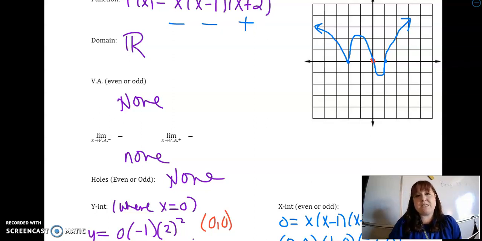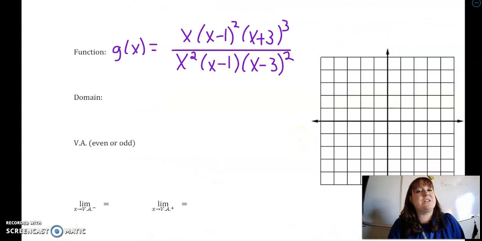It's not perfect because in calculus we're going to learn how to find how high up it goes and how low it goes. But this is a basic sketch of this polynomial. Our next function has a little bit more going on. See all of that stuff?